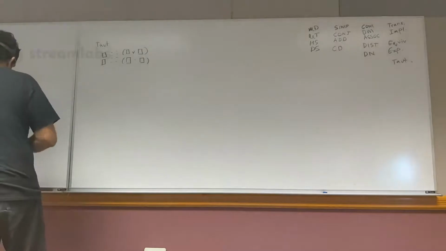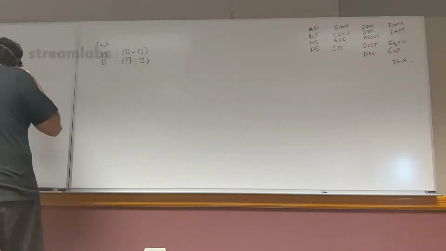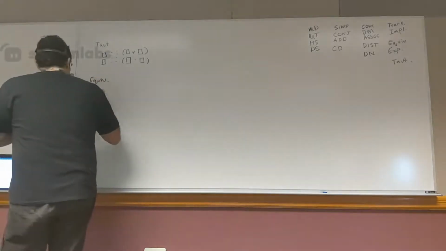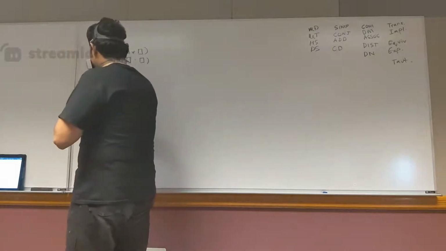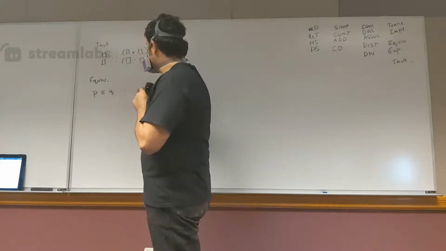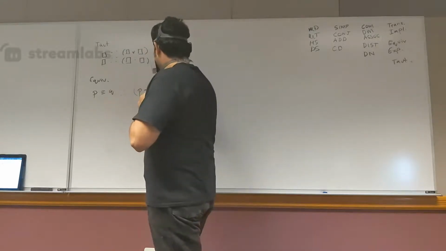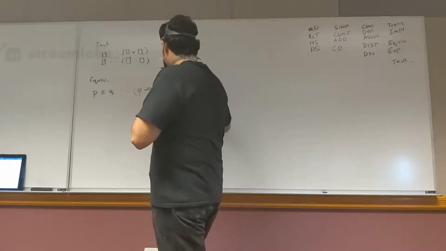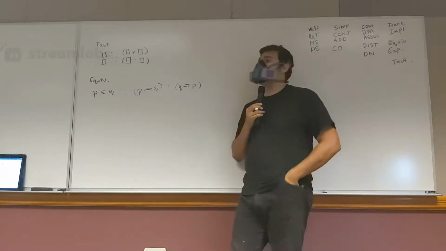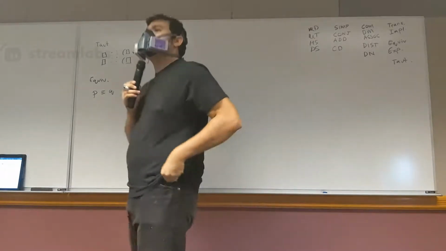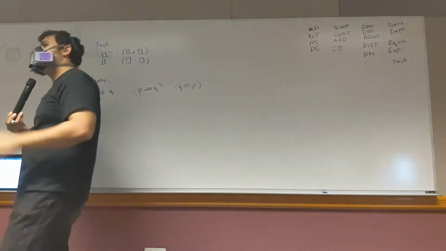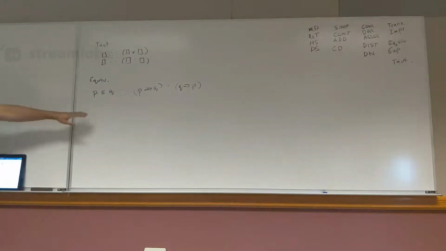What about, what's the next easiest one? Material equivalence. And this one says, P if and only if Q is the same exact thing as P implies Q and Q implies P. Why is that the case? How does this make sense? They're each necessary and sufficient for each other.